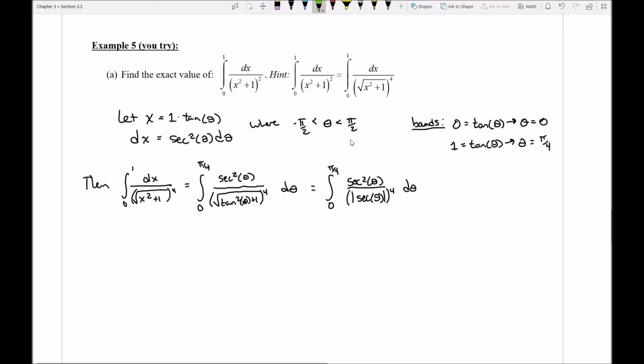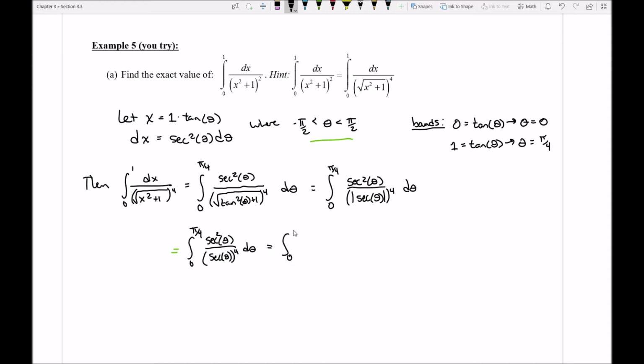Again, because of my angle restriction, I know that in the next step, I can simplify out my absolute value bars. So I'm going to be left with a secant squared of theta in the numerator over a secant of theta in the denominator, but raised to the 4th power, or that could be rewritten as secant to the 4th.